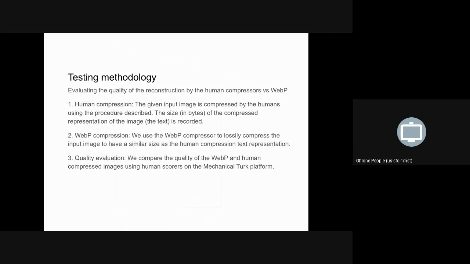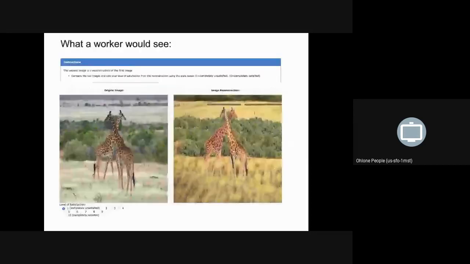In any case, for the testing, what we did was compare this human compression with, let's say, largely the state of the art in terms of mass use, WebP, for the same size of representation. Okay, so the same level of compression. We compared human compression and WebP, and the quality evaluation was that we went to MTurk and asked people to rank. We gave them the original and the reconstruction, and we asked 100 people to rate the goodness of the reconstruction, their level of satisfaction, on a scale of 1 to 10.